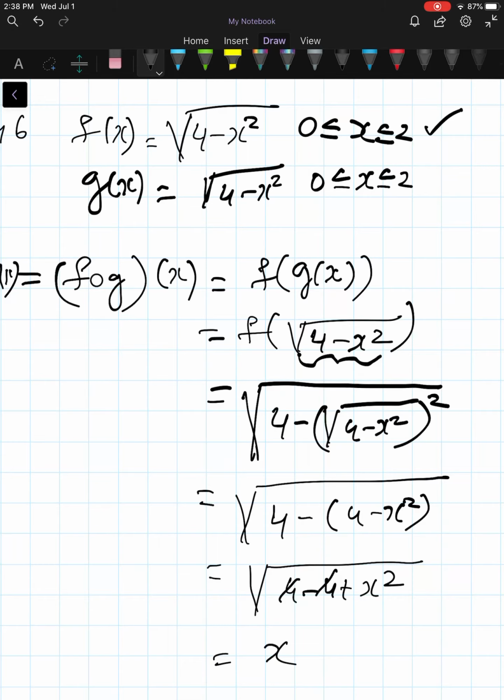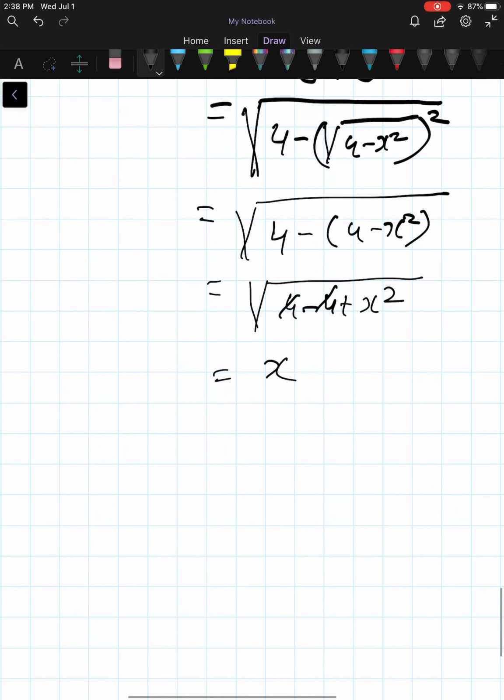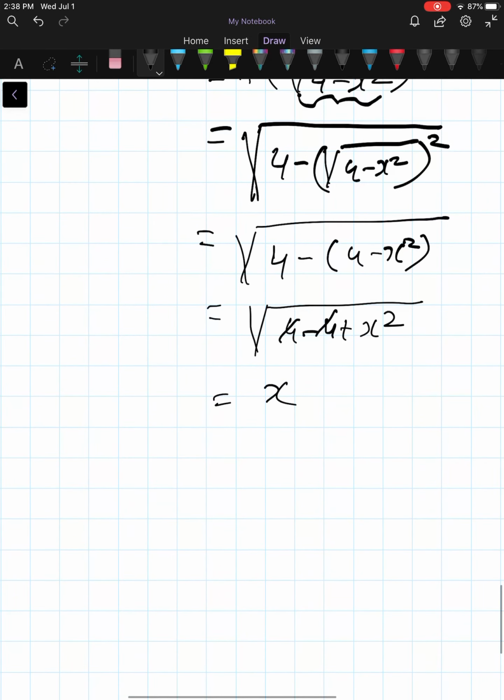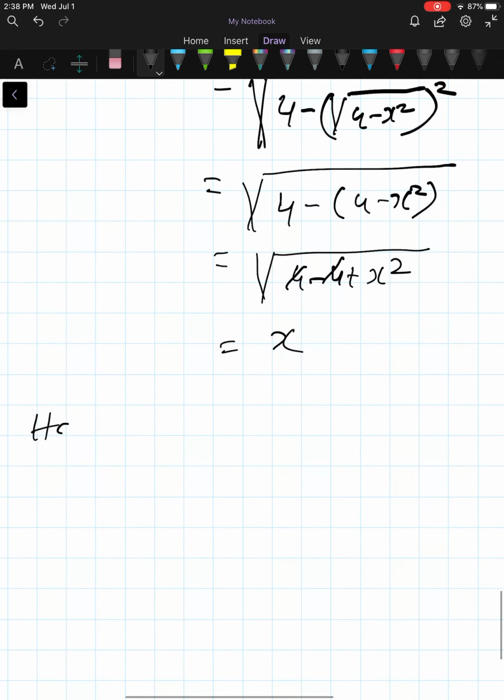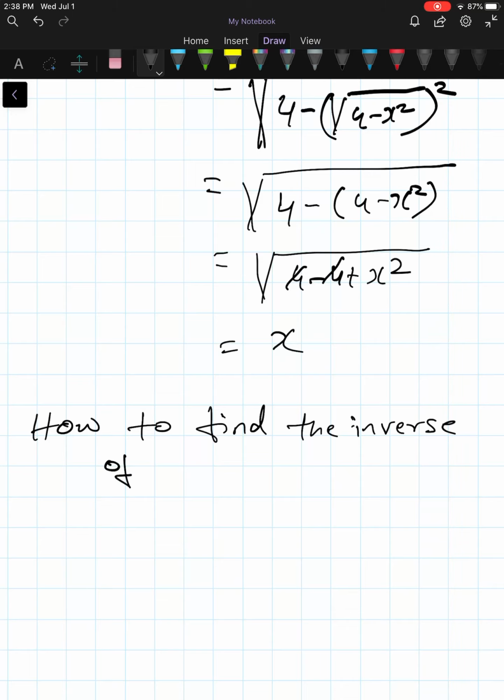Okay, how to find inverse of a one-to-one function. This is another method. No, we never learned any method to find inverse. We just verified inverse, right? So how to find the inverse of a one-to-one function. So there are steps.